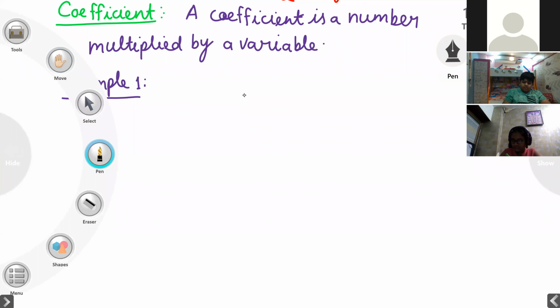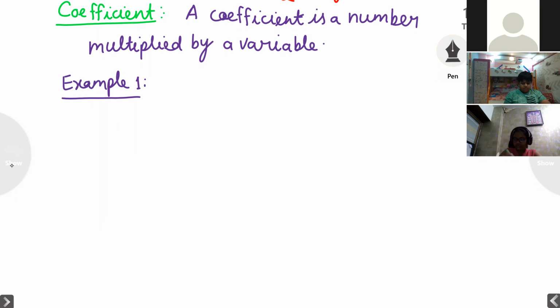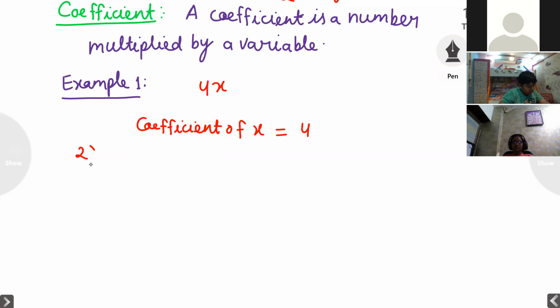I request everyone, stop writing, concentrate here. Suppose first example I am writing 4x. If I am asking to find the coefficient of x, listen carefully. I want to find out the coefficient of x. It means except what we are asking, the remaining is the coefficient. 4 is the coefficient.